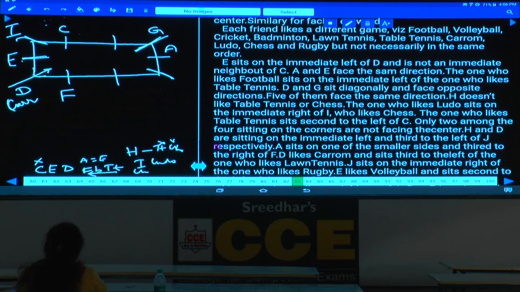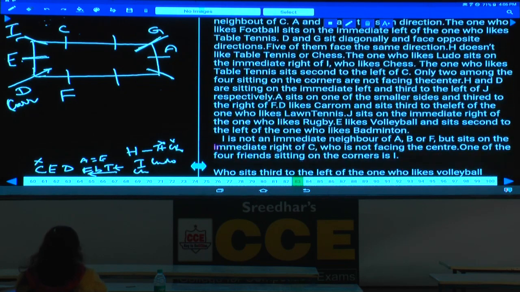The one who likes football, and we have one more piece of information regarding this J. H and D are sitting on the immediate left and immediate third to the left of J. Now H is to the immediate left of whom? H is to the immediate left of J, hence J must be here, and D is third to the left, hence J must be facing the center. As J is facing the center, two persons at the corners are facing the center, the remaining two must be away from the center.